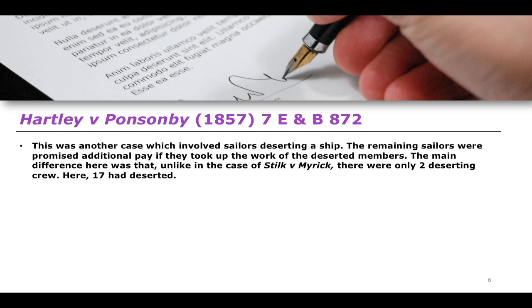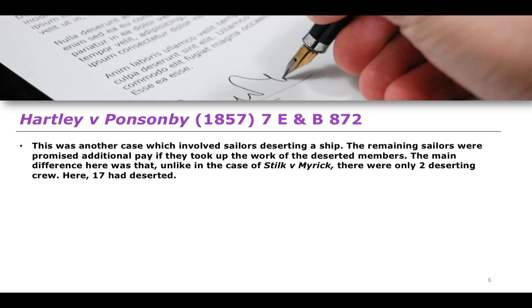This case is a little bit different. The main difference here is that the remaining sailors were promised additional pay if they took up the work of a number of deserted members. So a number of people had deserted on this voyage as well. However, where in the case of Stilk and Myrick there were only 2 of 11 crew deserting, in this case 17 had deserted. So quite a significant number more people had deserted, which changed quite significantly the nature of the job for the remaining sailors.